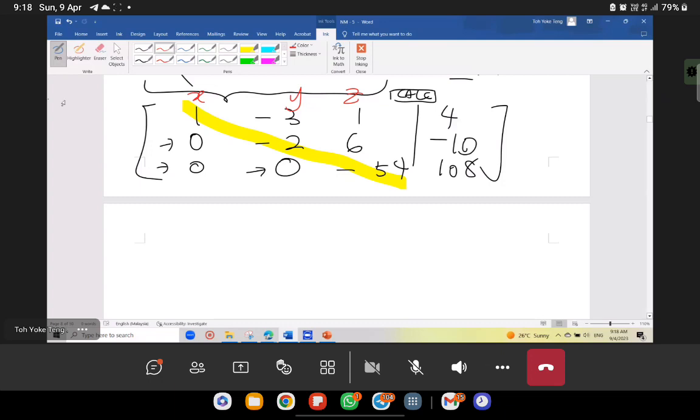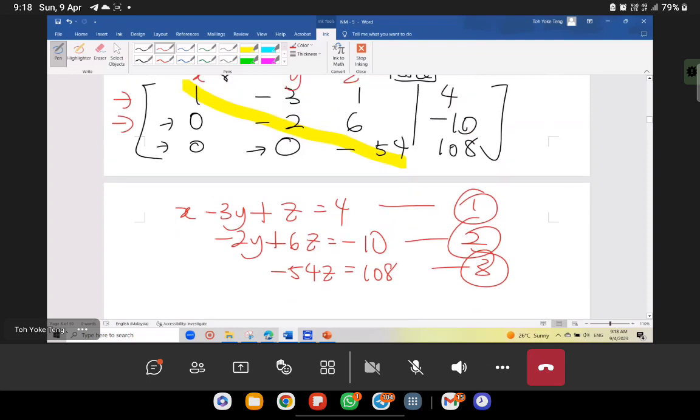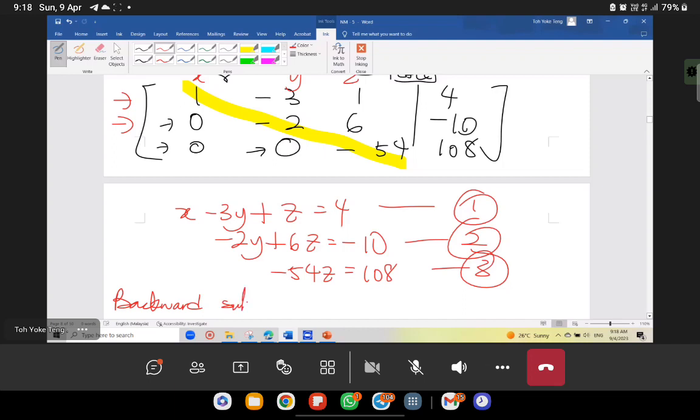So you just rewrite it: the first row is x minus 3y plus z equals 4, the second row is negative 2y plus 6z equals negative 10, and the third row is negative 54z equals 108. So from here we have 1, 2, 3 equations. Just rewrite it in equation form, and then from here we apply the backward substitution.